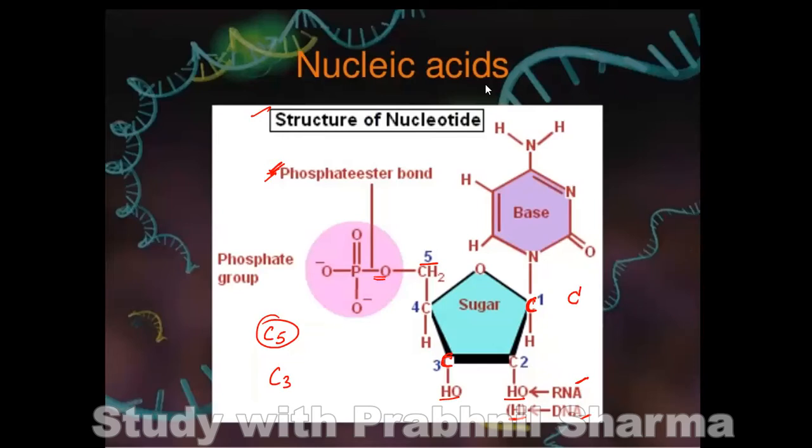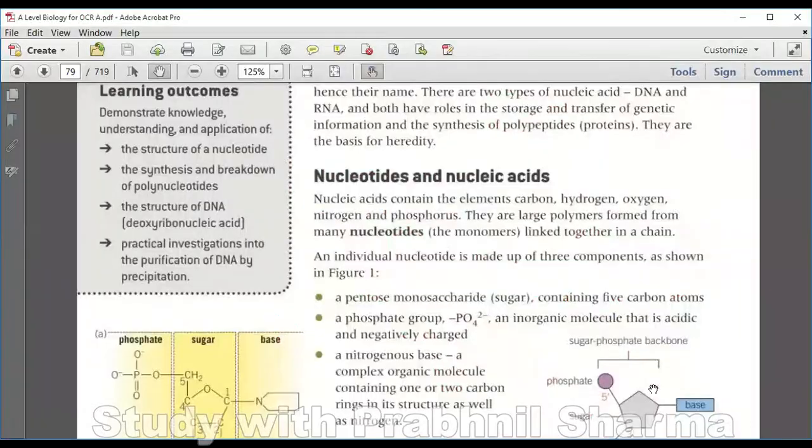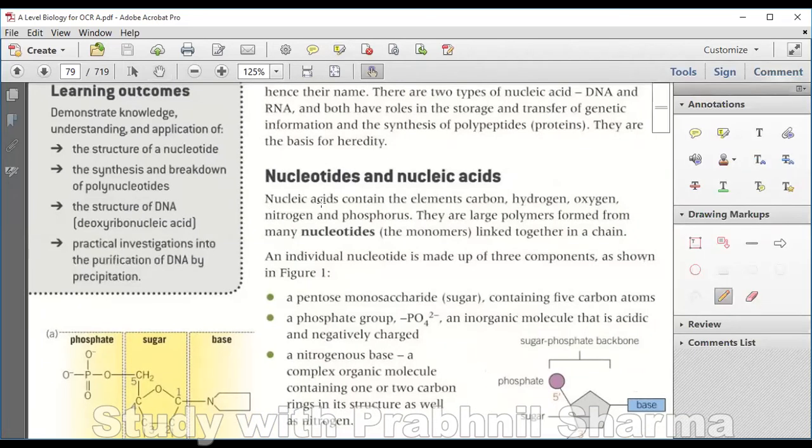Now we are moving towards your NCERT. Now if you see this, nucleic acid consists of elements like carbon, hydrogen, oxygen, nitrogen and phosphorus. They are the large polymers formed from many nucleotides. Nucleotides, we have studied that it consists of these three: base, sugar, and phosphate groups, and they are linked together in a chain.